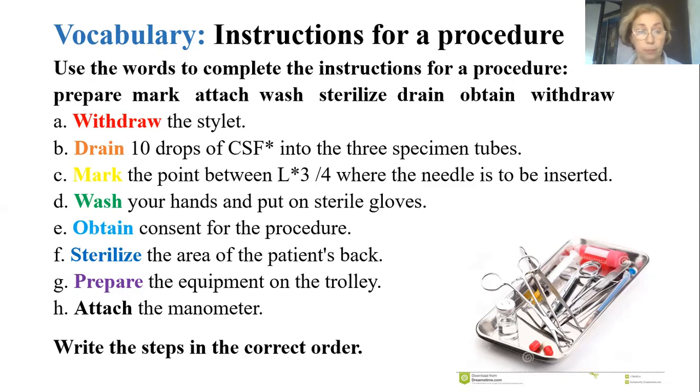Drain 10 drops of CSF, of the fluid into the 3 specimen tubes. And when we drain the fluid, we should control the process. Before this, I think we need to attach the manometer. The manometer, right, Miss? Yes, because it shows the pressure. Then we can drain several drops of fluid into the tubes. After draining, and then withdraw the stylet.